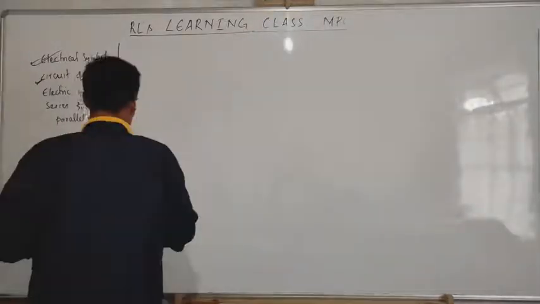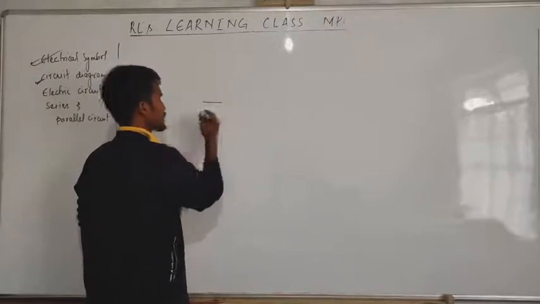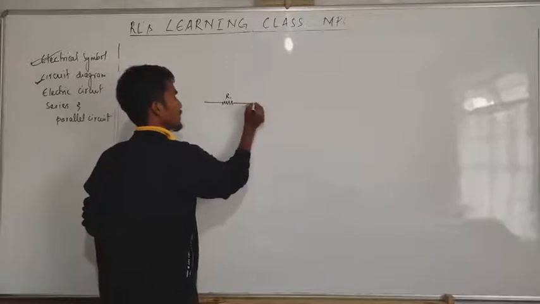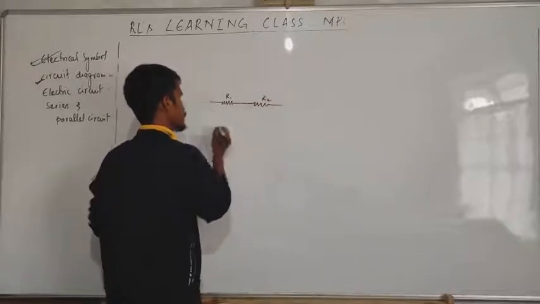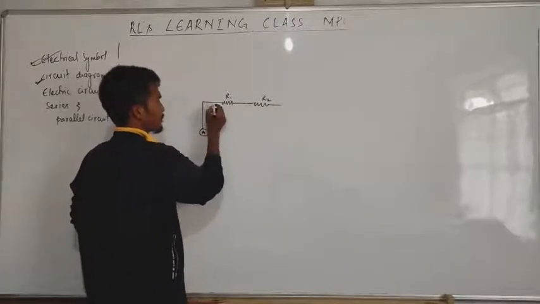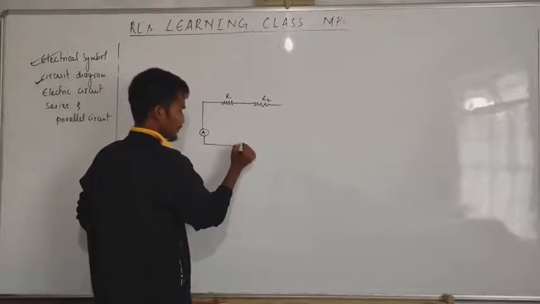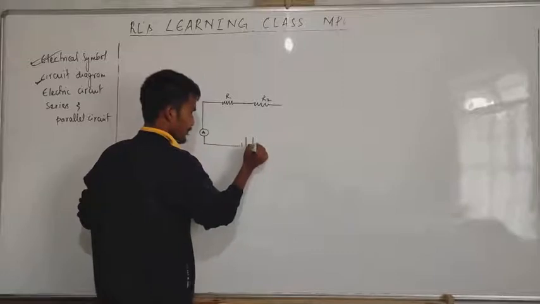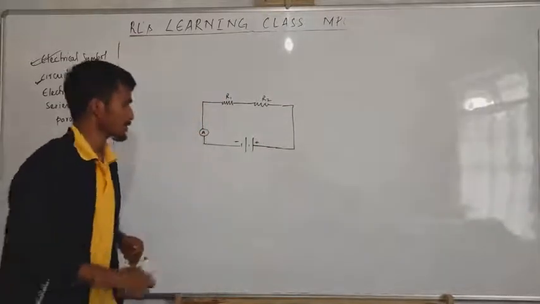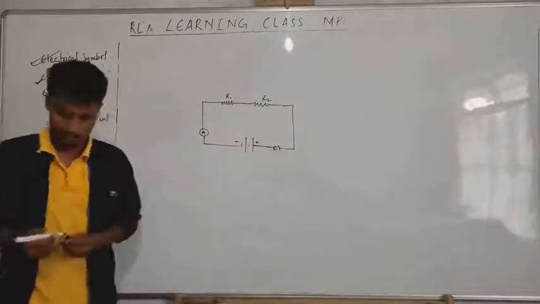Let's draw a diagram here. Let's say here is a resistance R1, then here one more resistance R2. Let's say here is an ammeter. Then here is a battery, plus and minus. Okay, example this much. Let me put one more important thing, a switch. This is a closed switch.